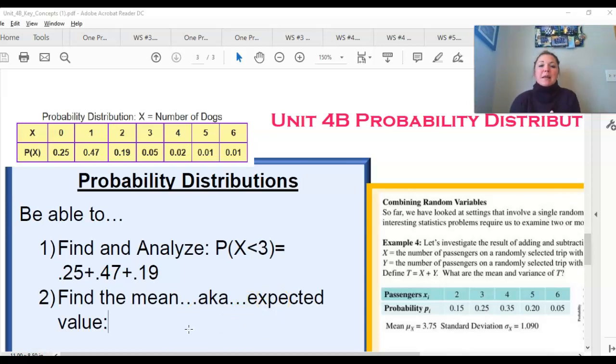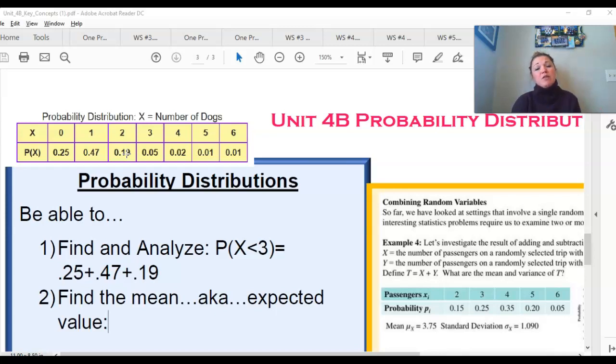So we have our basic probability distribution. Up here, I have a simple one: the number of dogs in a home people own. One thing you need to be able to do with this is answer basic probability questions. For example, this one says the probability that X is less than 3. You need to know that my X is less than 3 right here, and I can just add those probabilities up. Hopefully that one should be pretty simple for you.